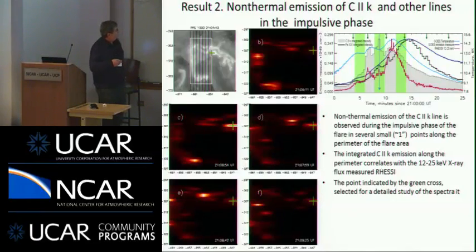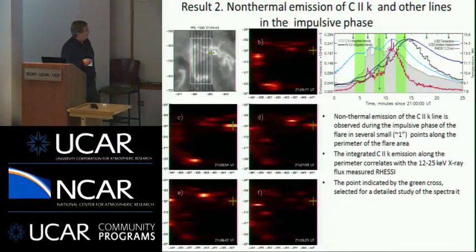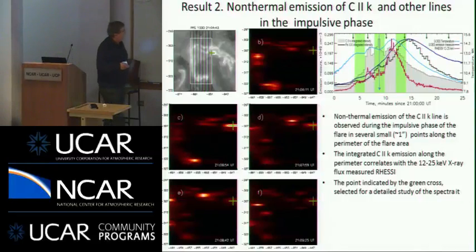Then we look at the second result, the impulsive phase of the flare. Here you can see this complicated plot. It shows several curves, and you can see the GOES, this smooth curve, and then there are different curves here from RHESSI.